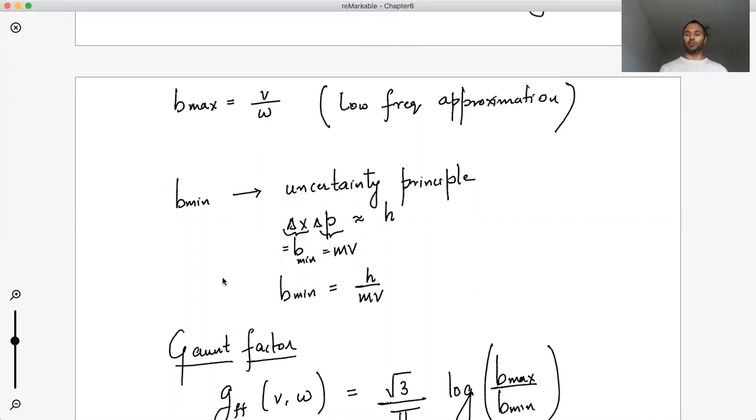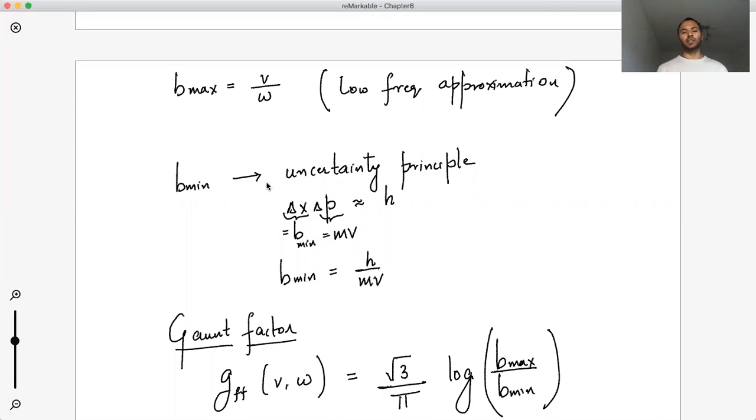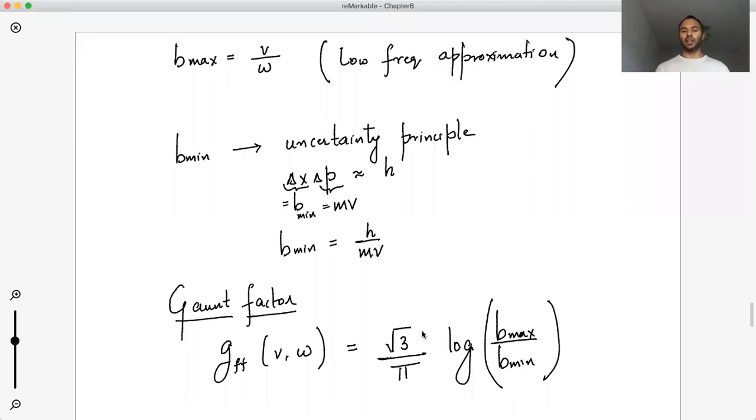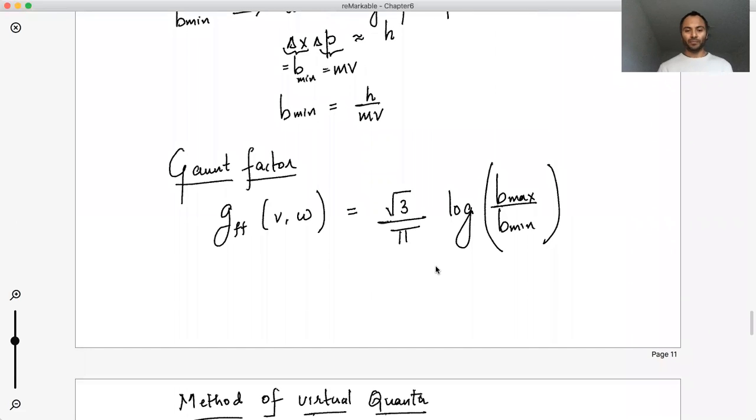Whether the approximations you made are fine, whether you can treat the electron as a particle and not as a wave, whether you're violating the uncertainty principle in this crude way which I just showed. All of those things go into consideration in actually calculating the Gaunt factor.